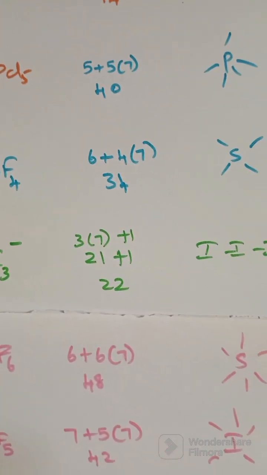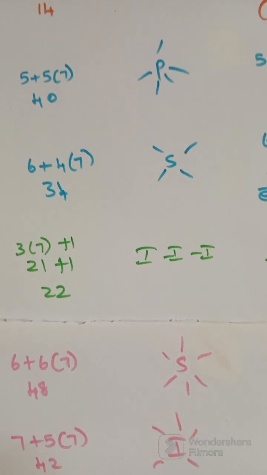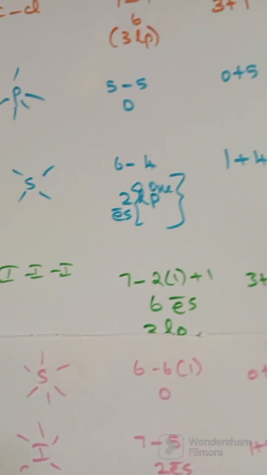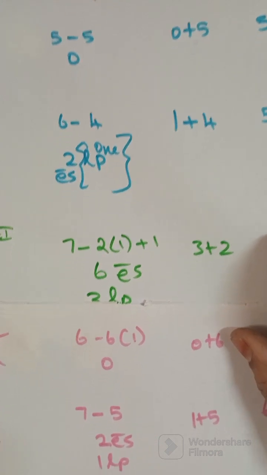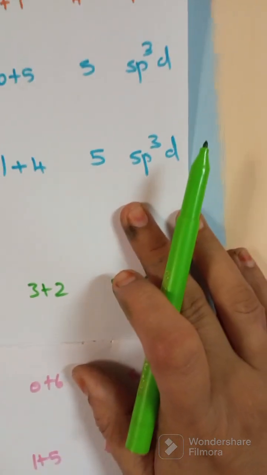For PCl5, central atom phosphorus. So 5 plus 5 into 7. 7 is the group number of chlorine, so 40. Lone electrons is group number minus surrounding atoms into valency is 0. No lone pairs, so it is 5, sp3d.